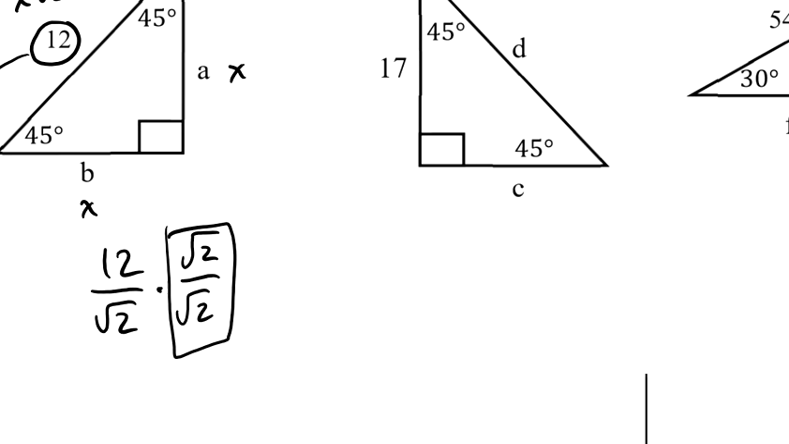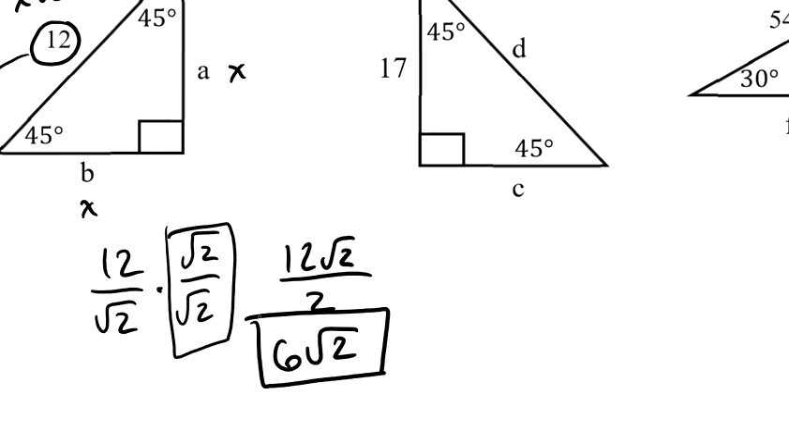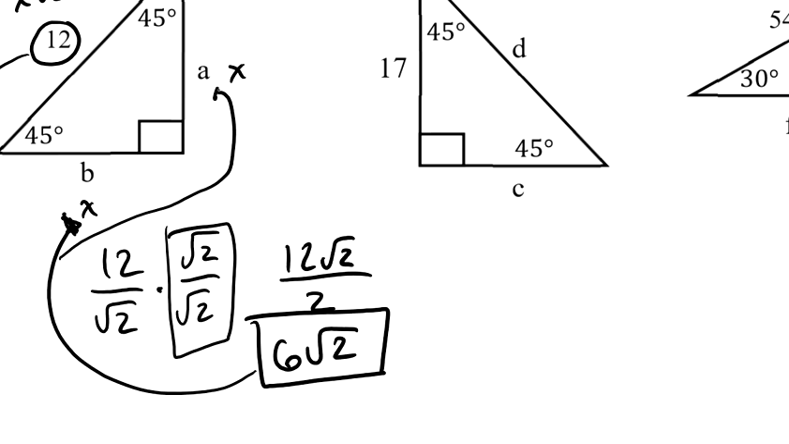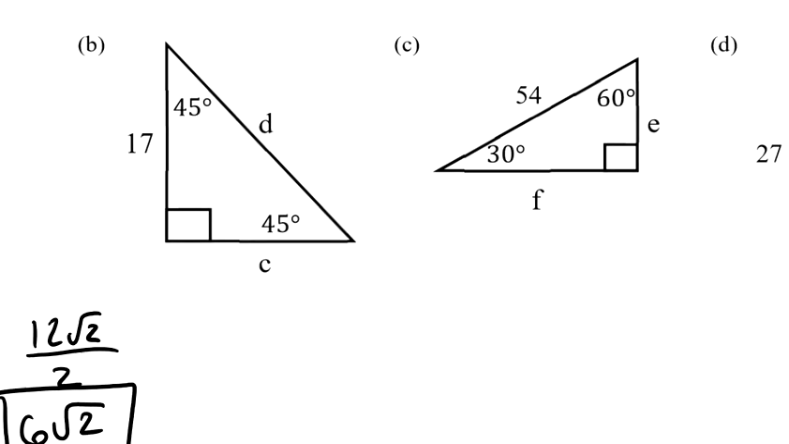I'm left with, in my numerator, 12 times the square root of 2 over 2. And you can see 12 divided by 2 is 6. So the preferred answer form for this, again, for historical reasons, would be 6 times the square root of 2. And you can see that would be both b, and because it is isosceles, right, it would also be a. So they're both 6 times the square root of 2.